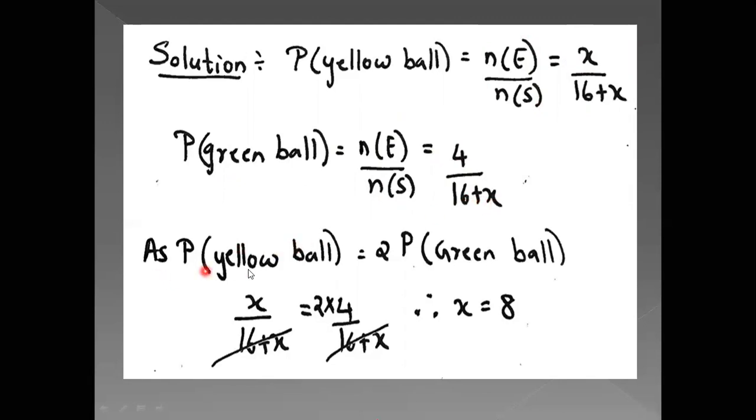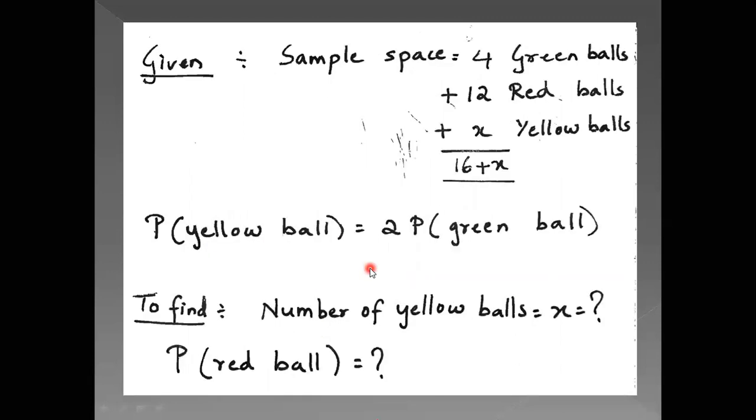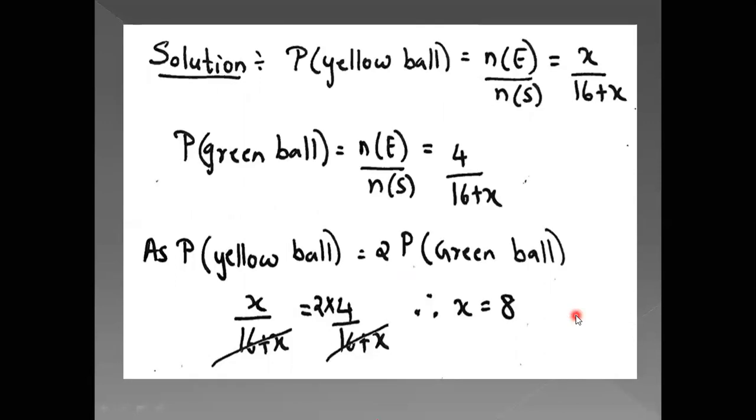Now as the relation is P of yellow ball is equal to double P of green ball, x upon 16 plus x is equal to 2 into 4 upon 16 plus x. Now 16 plus x gets cancelled. So we are left with x is equal to 8. So now we get the value for the yellow balls which they have asked us to find, that is x. So x is equal to 8.